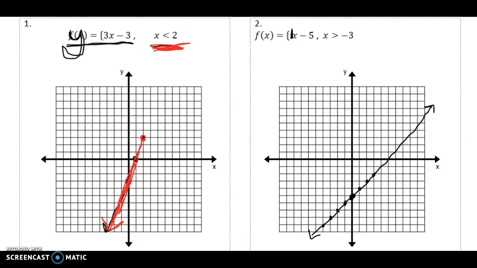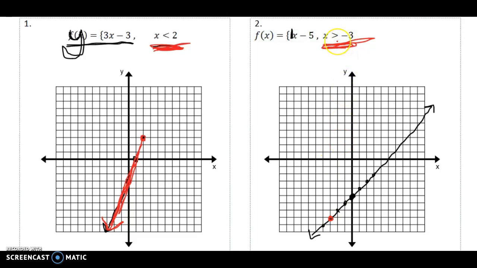All right, now it is time to look at our domain. Our domain in this case says that x is greater than -3. So I need to go on my x-axis over to -3. In this case, it looks like I'm going to have to drop straight down to get to my graph, and I will put my little dot right there.